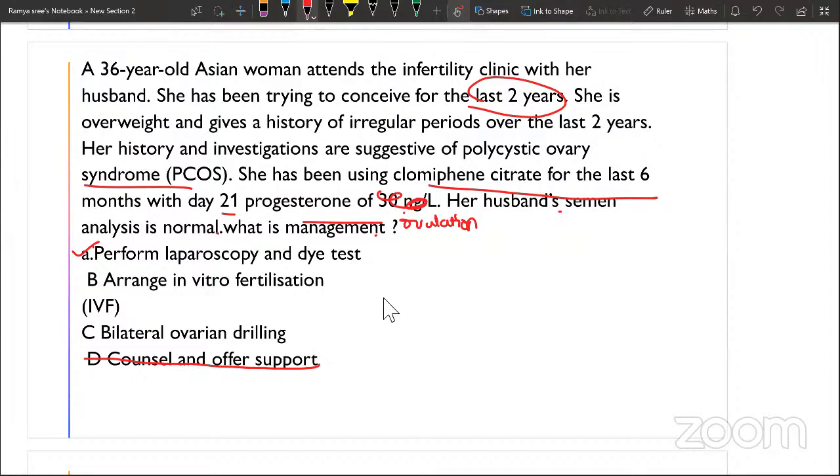Why do you want to drill her ovary when it is producing oocytes? She is ovulating. On giving clomiphene citrate, she is ovulating. When she is already ovulating, why do you want to put a drill to it? When will you drill the ovary? You will drill the ovary when she is not ovulating. But when she's already ovulating, there's no point in drilling her ovary, right?